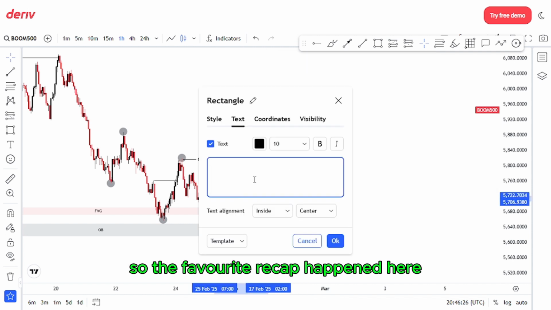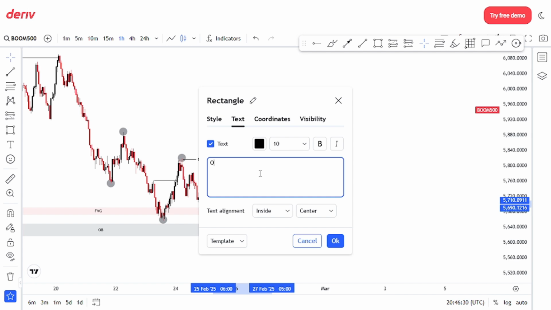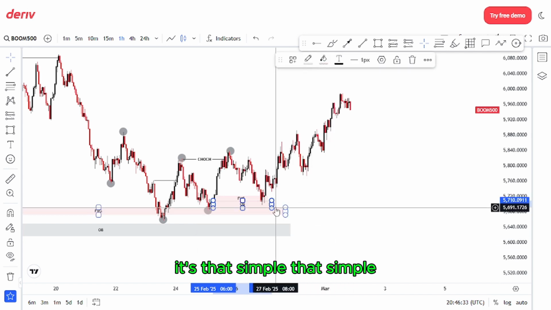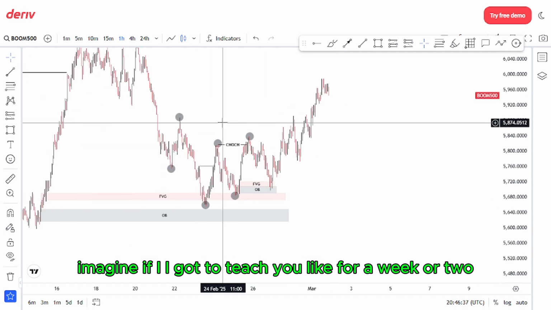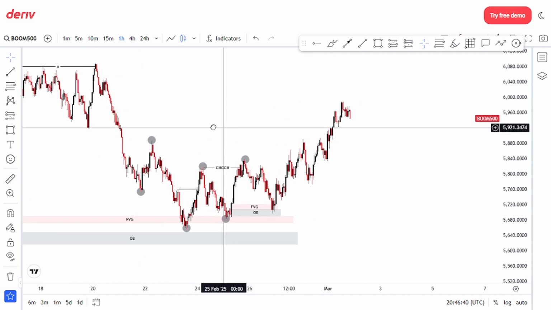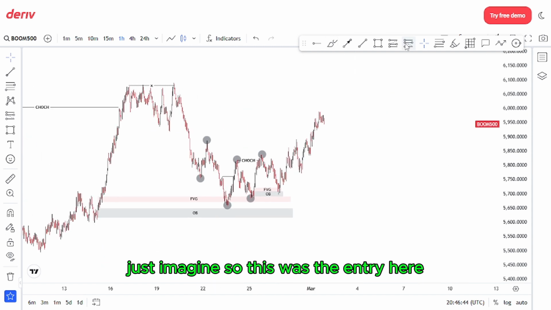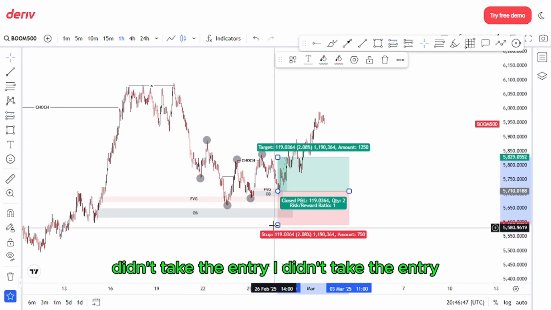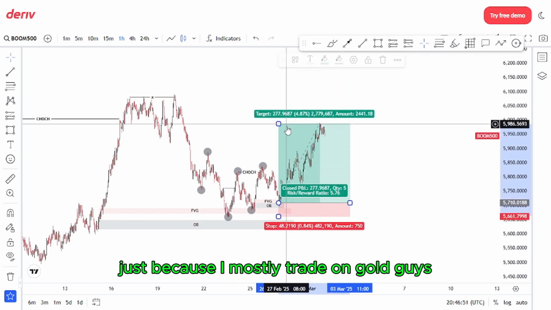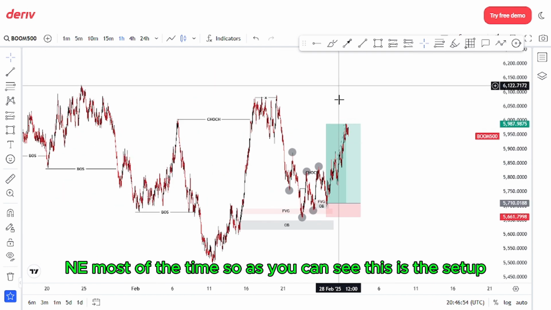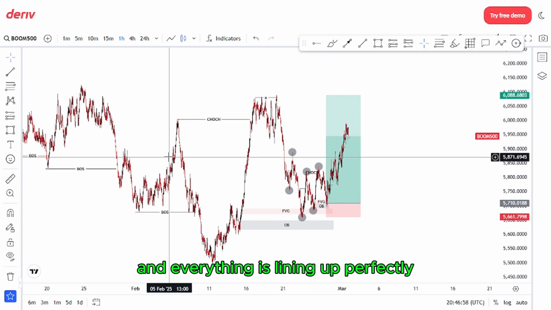So the fair value gap happened here, the OB happened around here. It's that simple, it's that simple, guys. Imagine if I got to teach you for a week or two, how will you be trading? How will your trading change, guys? Just imagine. So this was the entry here. I didn't take the entry just because I mostly trade on gold, guys, now most of the time. So as you can see, this is the setup, this was the target here, and everything is lining up perfectly, as you can see here.